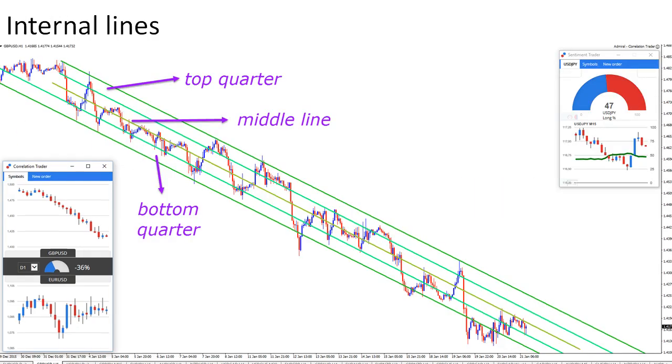Let's talk a bit more about internal channel lines. In fact, there are not only the top and bottom lines, but you can also place 3 lines between them, basically a middle line and quarter lines, which are in between the middle and the top and the middle and the bottom. What these do basically is just represent an idea of where price is within that channel.